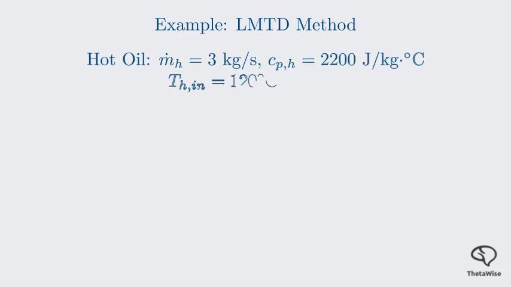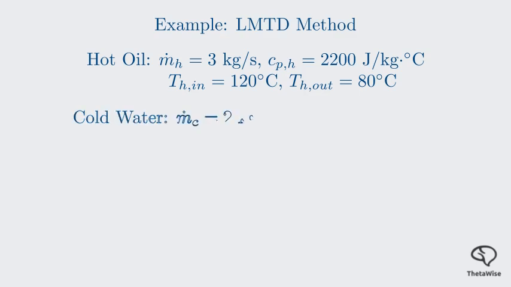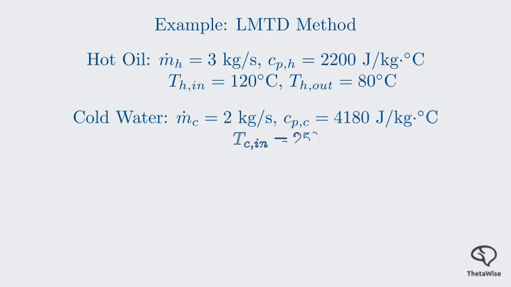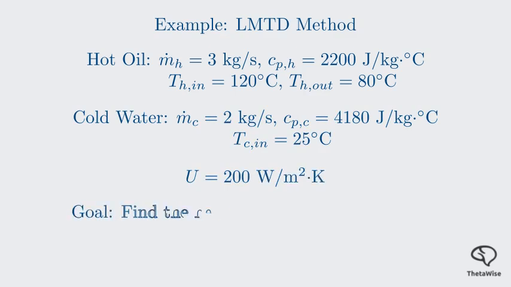Consider a heat exchanger being used to cool 3 kilograms per second of hot oil from 120 to 80 degrees Celsius. The oil has a specific heat capacity of 2,200 joules per kilogram per Celsius. To do this, a stream of water with a mass flow rate of 2 kilograms per second entering at 25 degrees Celsius is used. We know the overall heat transfer coefficient U is 200 watts per square meter per Kelvin. Our goal is to find the required surface area of the heat exchanger, A.